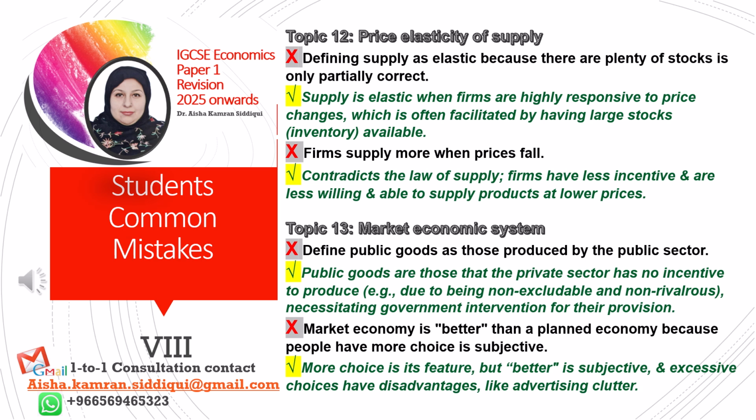The second misconception is that a market economy is better than a planned economy because people have more choices. This is a subjective statement. You must take into account that more choices is a feature of the market economy, but better is subjective and excessive choices have disadvantages like advertising clutter.